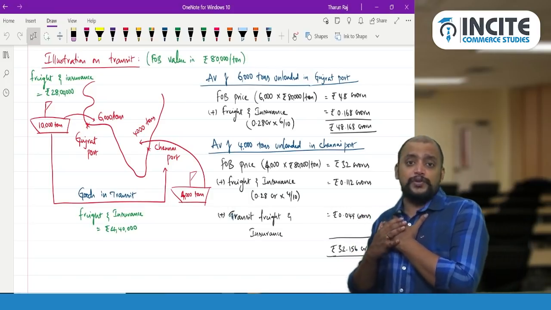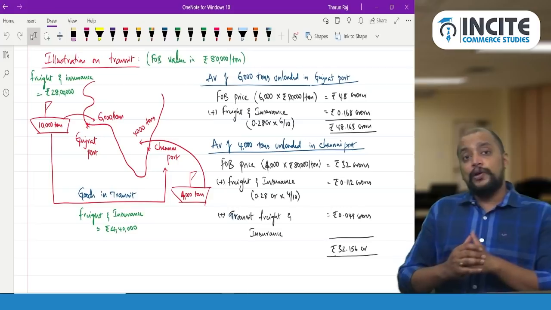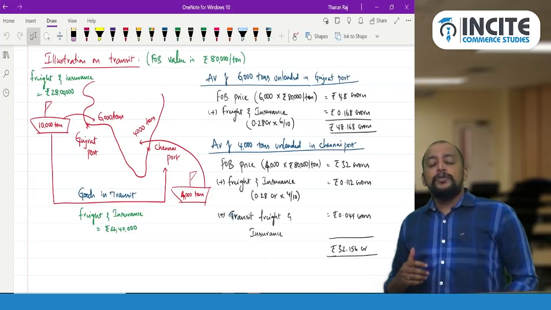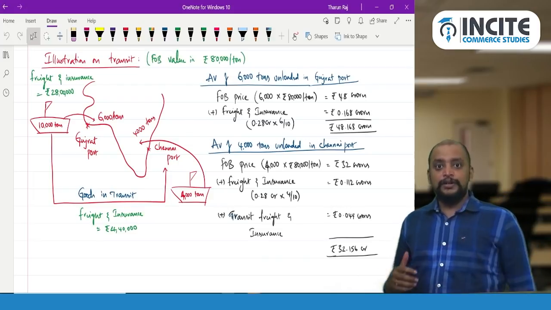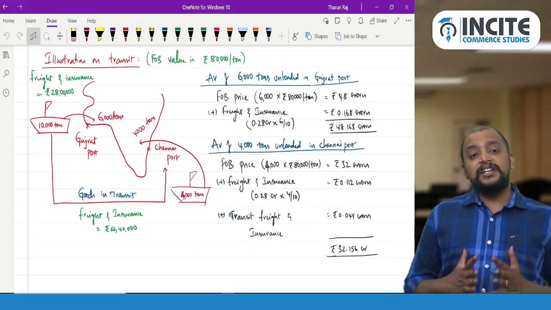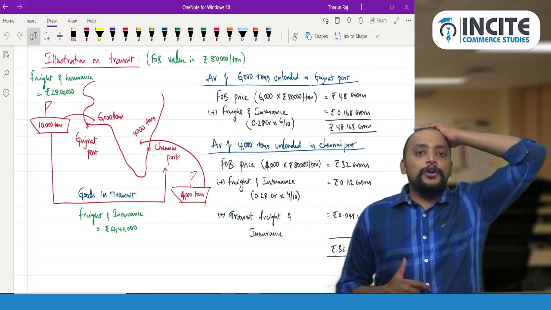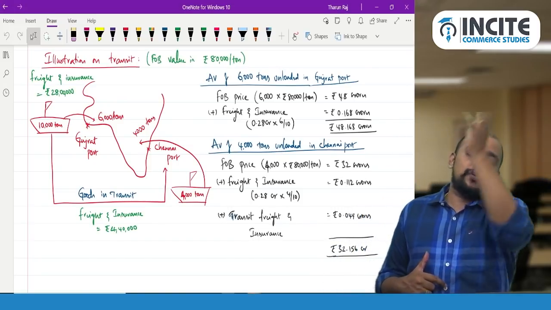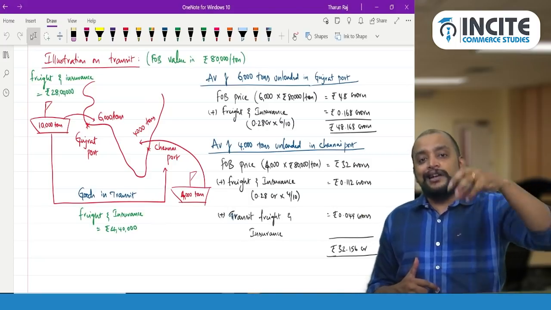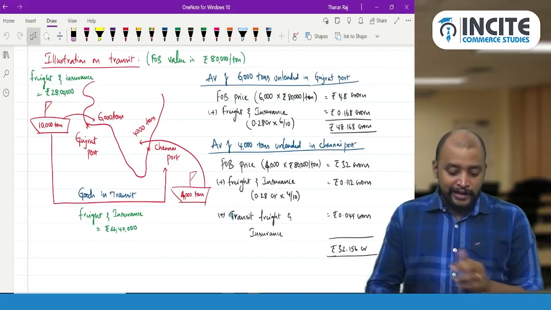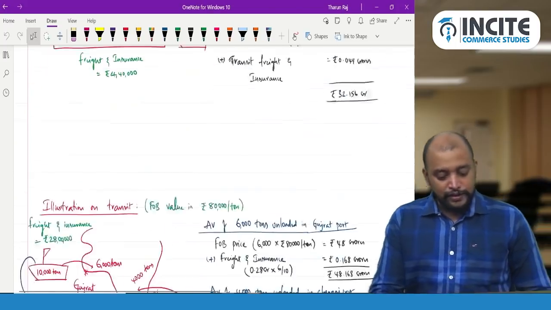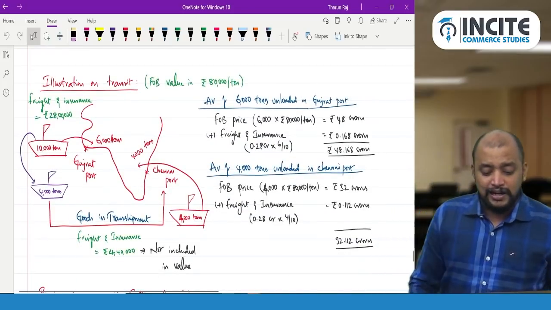So from this illustration, what can you understand? You can understand that transit freight will be included in the value. Transit freight means from the original port to the subsequent port, any freight and insurance incurred will be added to the value. Okay, that is this 32.156 crores. What if the same is under transshipment?